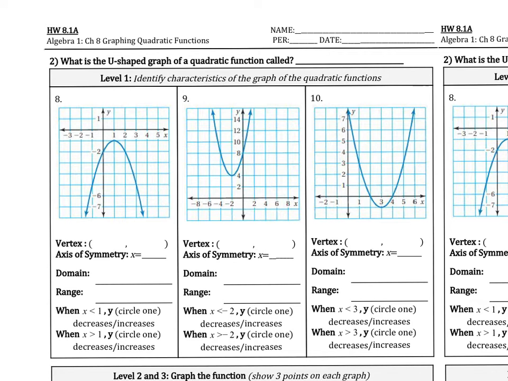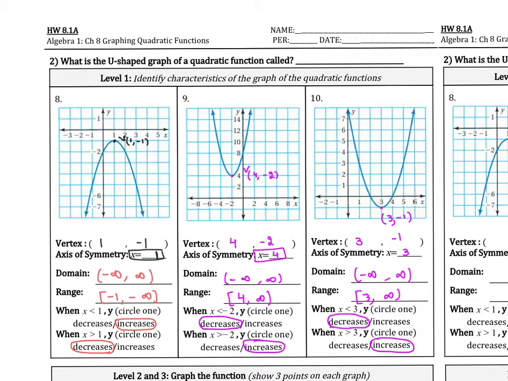Homework 8.1a, you're going to do the level 1 and level 2 questions. Question number 8 is the graph, that is a U-shaped graph, but this is upside down. Starting point is the vertex, that is this point 1 comma negative 1. The line that divides the parabola into two equal parts is this line, and that line is x equals 1. That's the x coordinate.